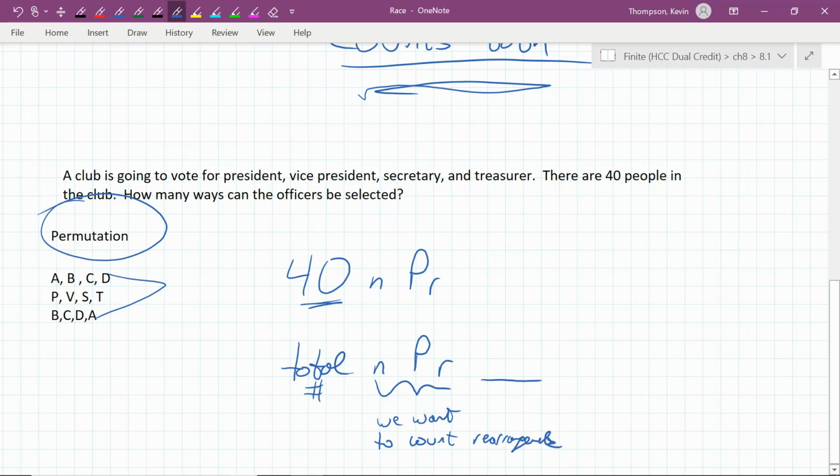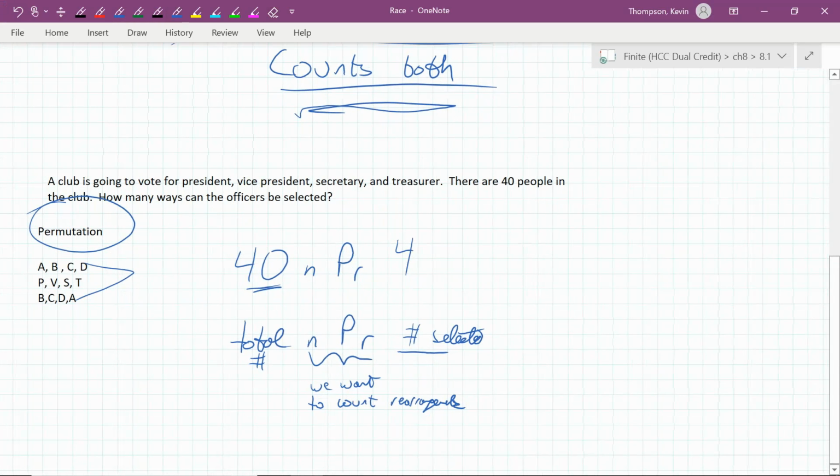And then this is the number that we're selecting. So we are selecting, in this case, the number selected. The number selected here is 4. So 40 NPR 4. Now you definitely can type this in your calculator. The number gets a little big. There's a lot of ways that this can happen.